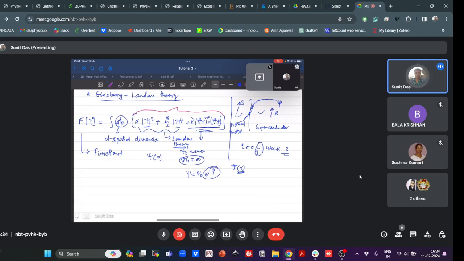Another thing to note is that this is a free energy density. When you integrate with respect to position r in the sample, you get the free energy functional. So it's a density actually, but we'll often just call it free energy. It's sloppy language, but this is a density, and accordingly the dimensions of alpha, beta, gamma have been accommodated.